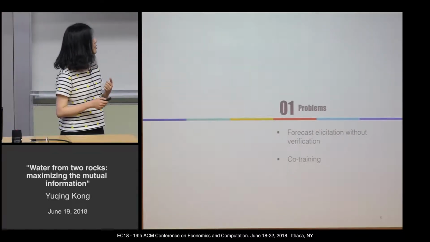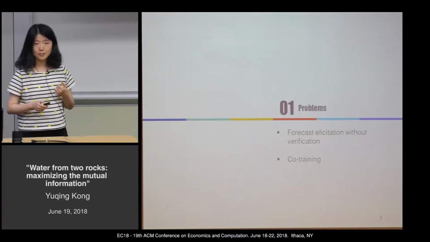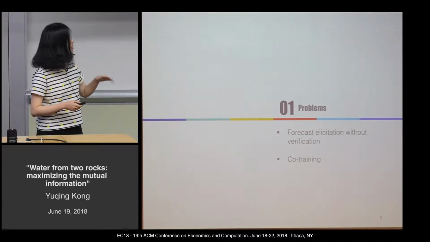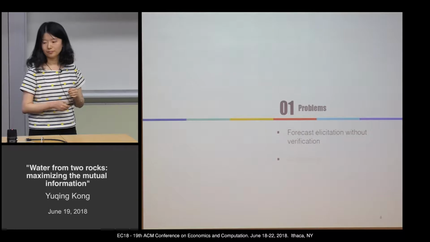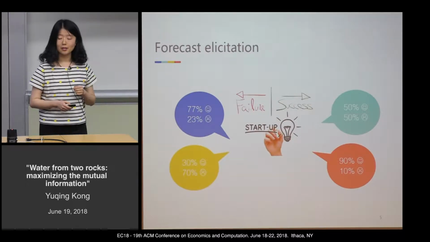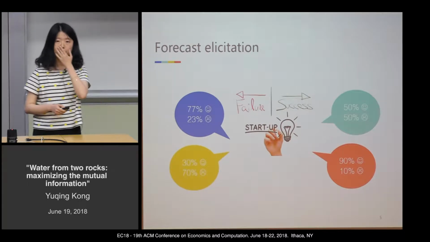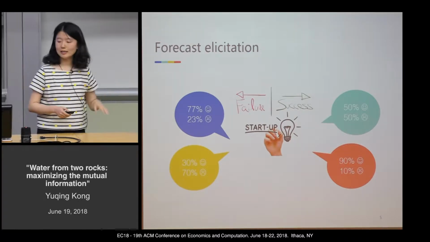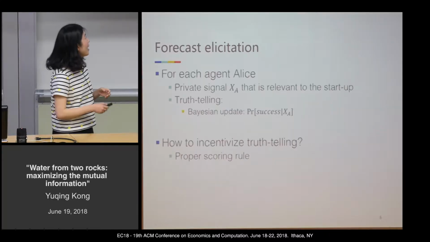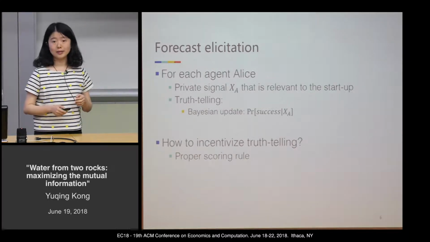OK, so now let's start to talk about the two corresponding problems. The first one is a mechanism design problem. Another one is a learning problem. OK, so we want to forecast whether a step will succeed or not. So what we can do is elicit the forecast from the crowds. And we want to incentivize them to tell the truth.